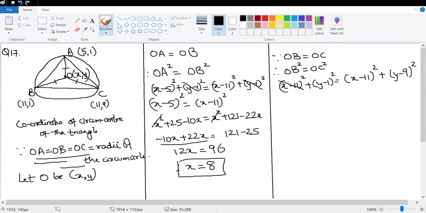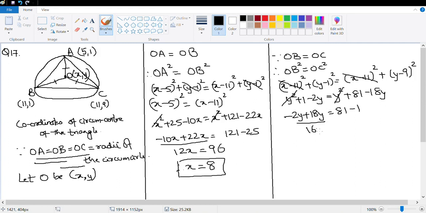X minus 11 whole square is common on both sides, gets cancelled. So this is y square plus 1 minus 2y, equal to, expanding this, y square plus 81 minus 18y. Y square and y square get cancelled. So negative 2y plus 18y is equal to 81 minus 1. This is 16y equal to 80, which means y is equal to 5. I've got both the values of x and y.